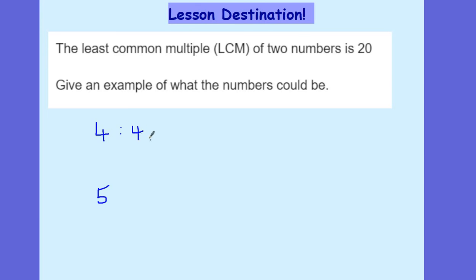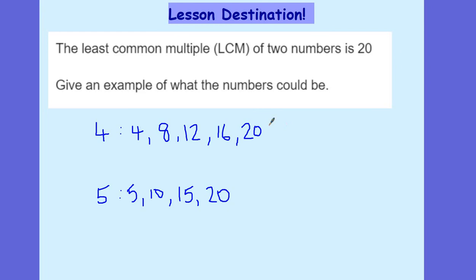The 4 times table will give me 4, 8, 12, 16, 20. The 5 times table is going to give me 5, 10, 15, and 20. And there it is. The lowest common multiple of both 4 and 5 is 20. So those numbers could well be both 4 and 5. Well done if you got that correct.